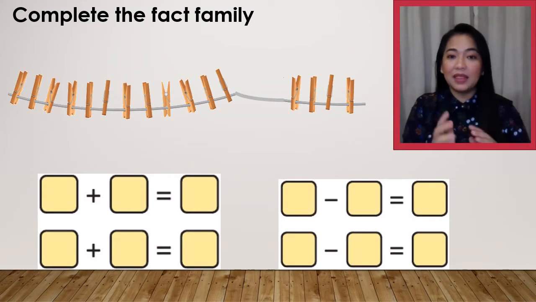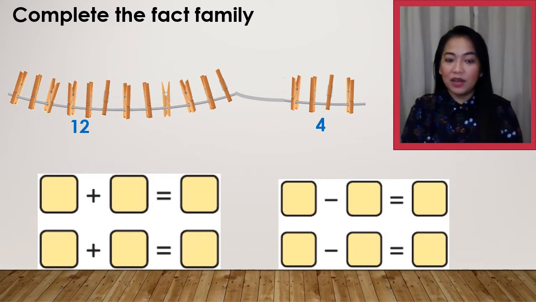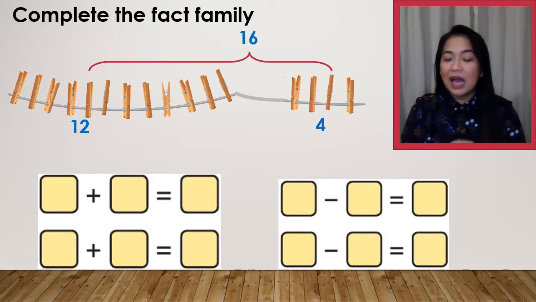Let's complete this fact family. What numbers are we going to use in this fact family? Look at the clothespins. What numbers do you see? Yes, we can see 12 and 4, and also 16 as the total or the whole number. Now, let's proceed writing the number sentences. I hope you are working along with me. You can even pause this video to answer. Now, let's begin.